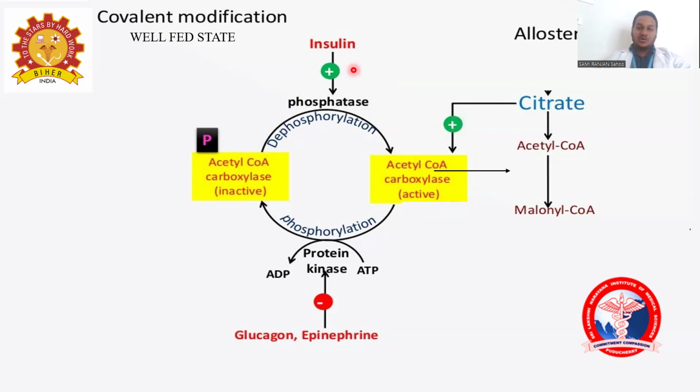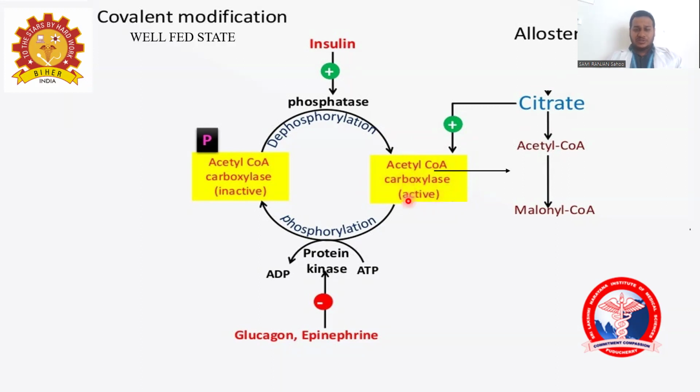And this is not only stimulated by insulin, it is also stimulated by citrate. Citrate is present in the cytoplasm, which helps to transport the acetyl-CoA from mitochondria to cytoplasm. That citrate also helps to activate the acetyl-CoA carboxylase, which requires carboxylation.